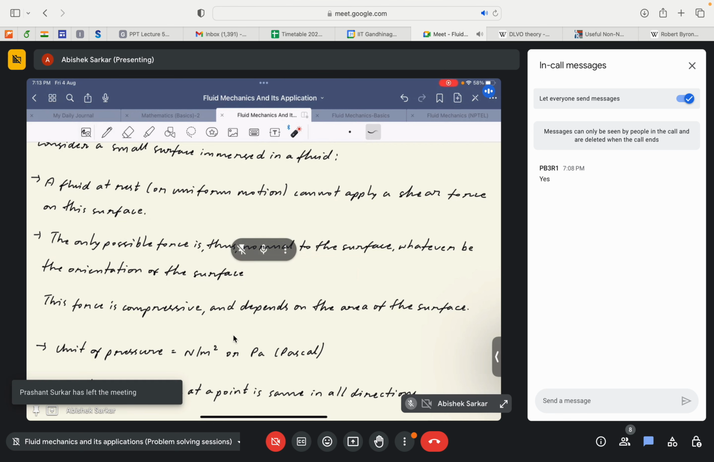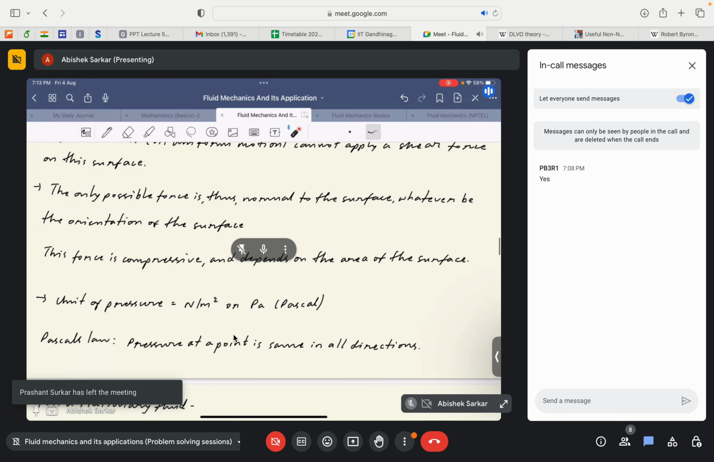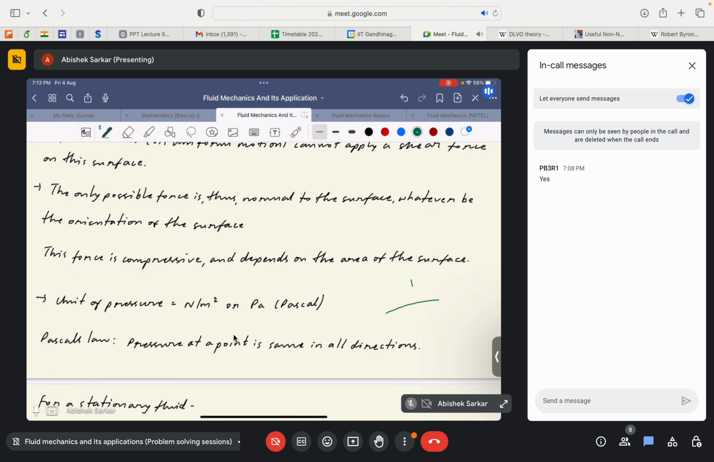Compressive in the sense that we have discussed in the previous session, that the force is compressive because the force acts in a direction opposite to the direction of the area vector. So if this is the surface, say, and this is the area vector of the surface, then the normal force that acts because of the static fluid is in the direction parallel and opposite to the direction of the area vector.